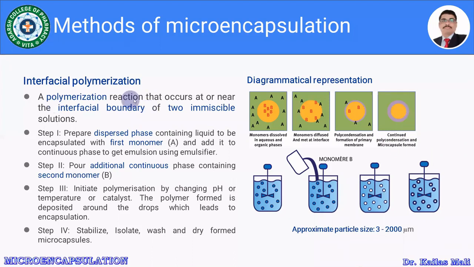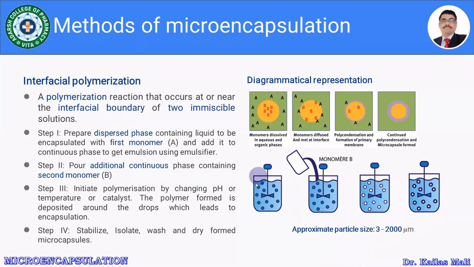It is a polymerization reaction that occurs at or near the interfacial boundary of two immiscible solutions, and that is why it is known as the interfacial polymerization method. There are 4 steps. Look at another figure.